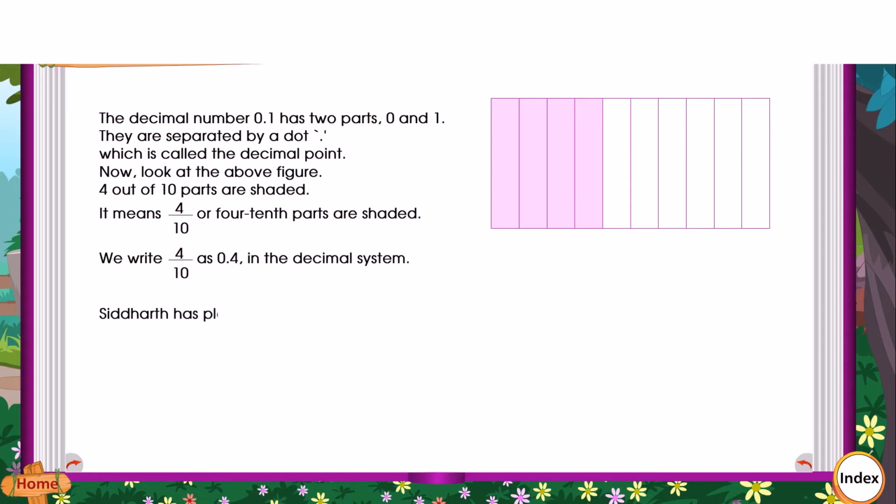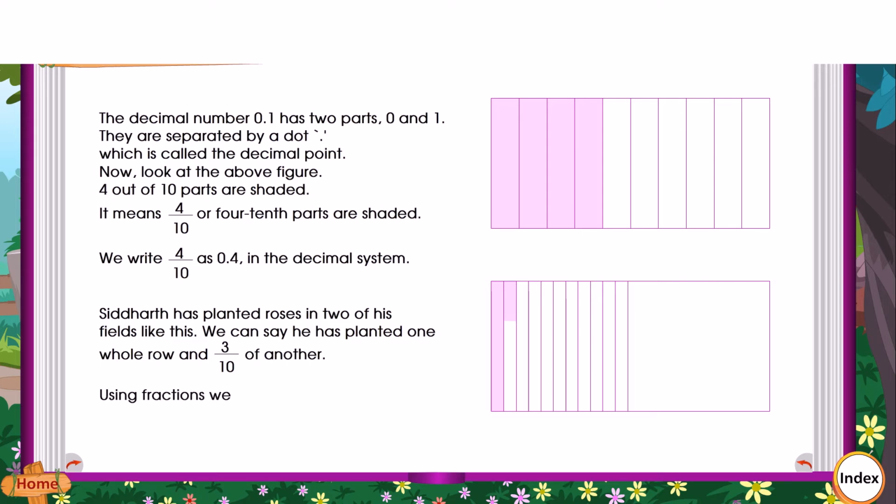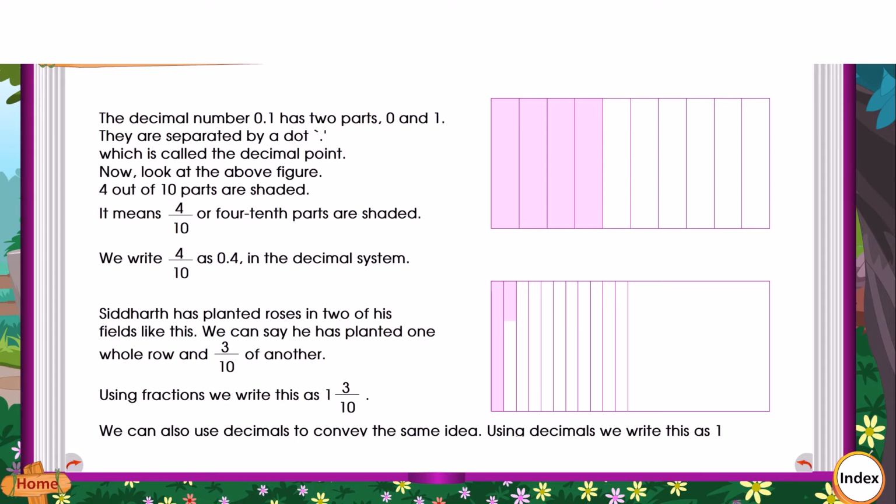Siddharth has planted roses in 2 of his fields like this. We can say he has planted 1 whole row and 3 by 10 of another. Using fractions, we write this as 1 3 by 10. We can also use decimals to convey the same idea. Using decimals, we write this as 1.3. The digits to the right of the decimal point show that it is less than 1 whole.